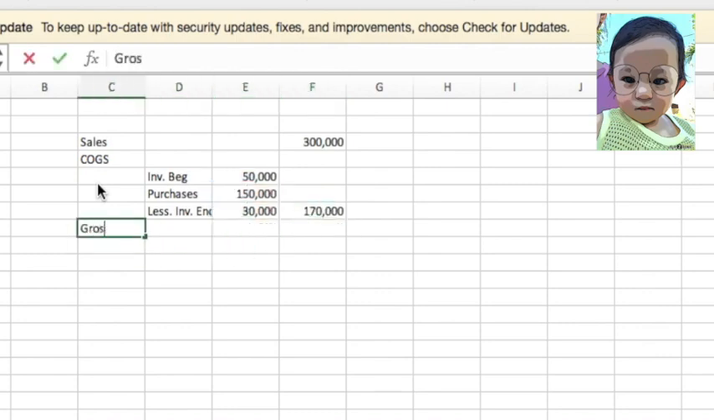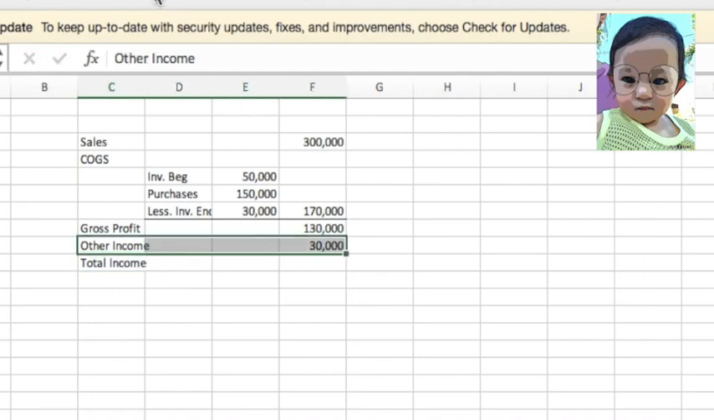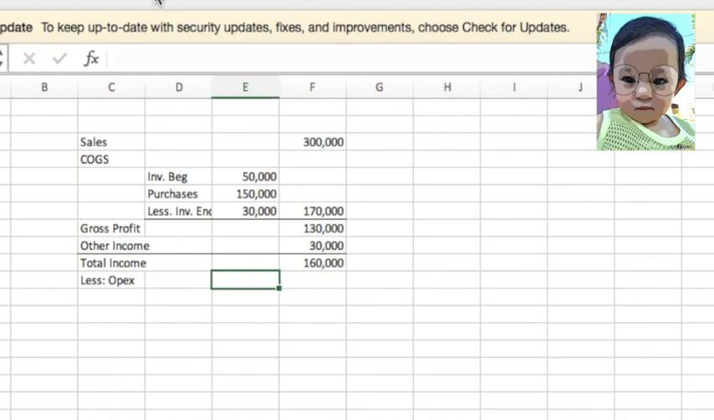Then you have your gross profit, which is sales minus cost of goods sold, plus other income. Let's say it's 80,000. What's your total income? Less operating expenses. Let's say it's 50,000. Then net income.